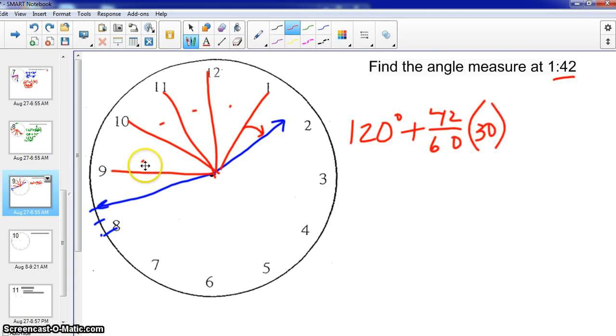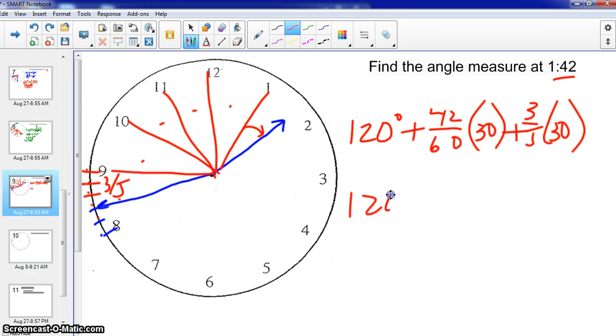But then we also need to add the minute hand. And this minute hand is at 42. It needs to go to 43, 44, 45. The minute hand travel is broken up into fifths. 1, 2, 3, 4, 5. It needs to go 3/5 of the way. So we have 3/5 of the possible 30 degrees. So when we add all those up, we find out that the angle at 1:42 is 159 degrees.